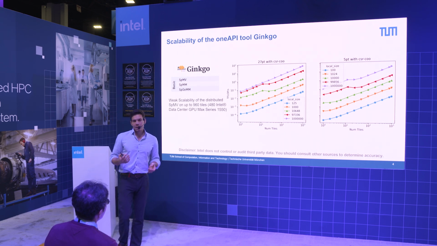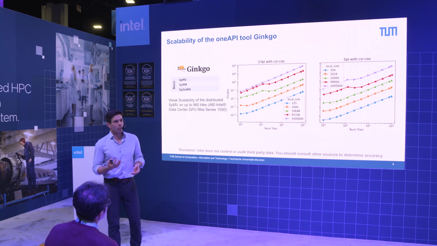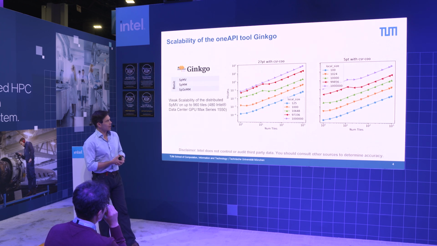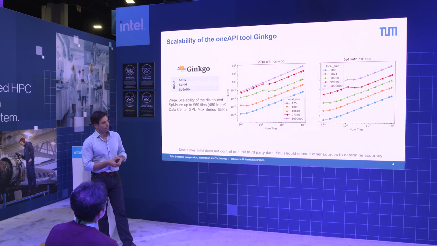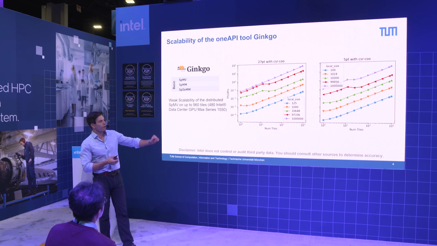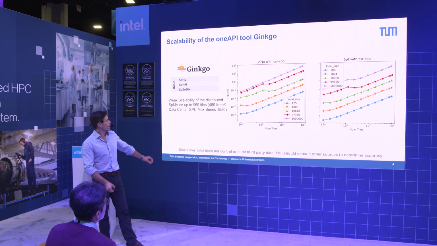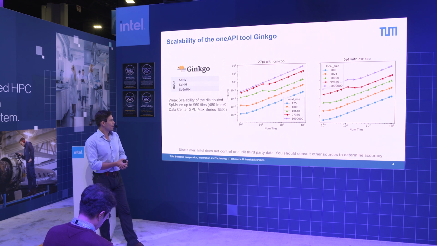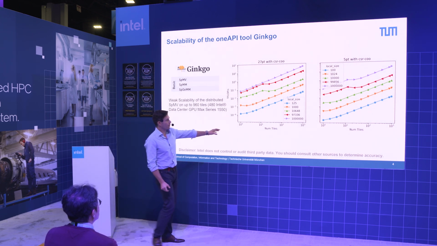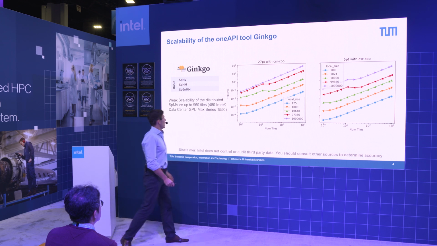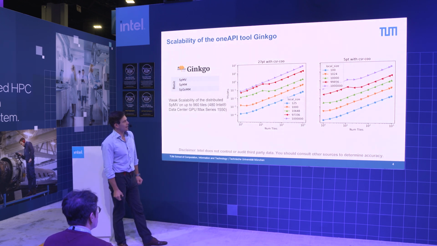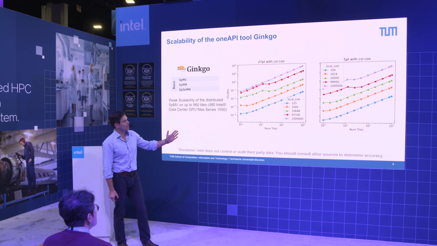The functionality that we developed is scaling very well on Intel hardware. So what you see here is the weak scalability of SpMV for a 27-point stencil matrix and a 5-point stencil matrix on the Intel Data Center GPU Max series 1550. And you see here the number of tiles. So we see that up to, this is about 1,000 tiles, we see that weak scalability is very, very good.